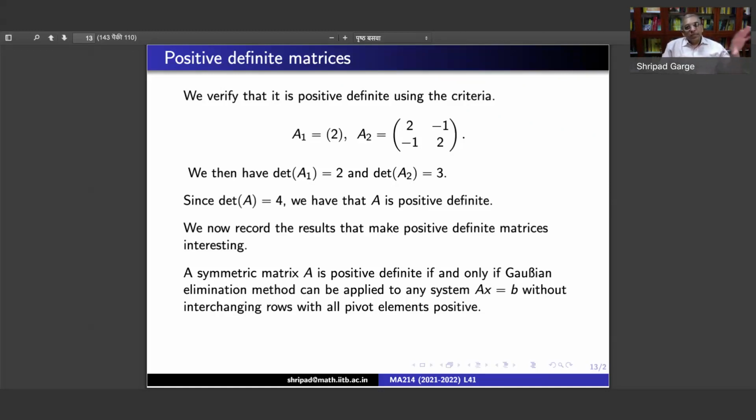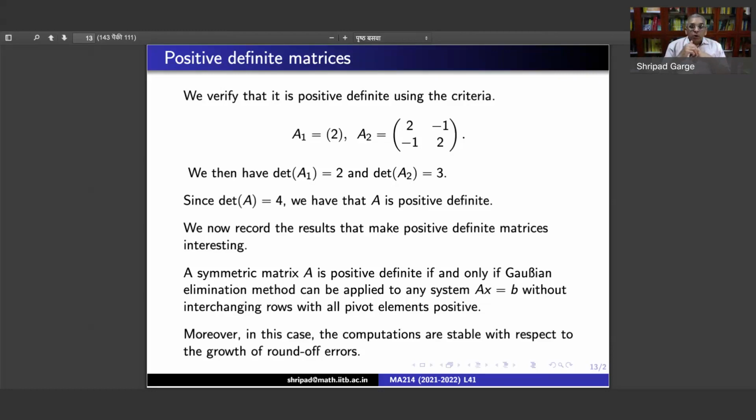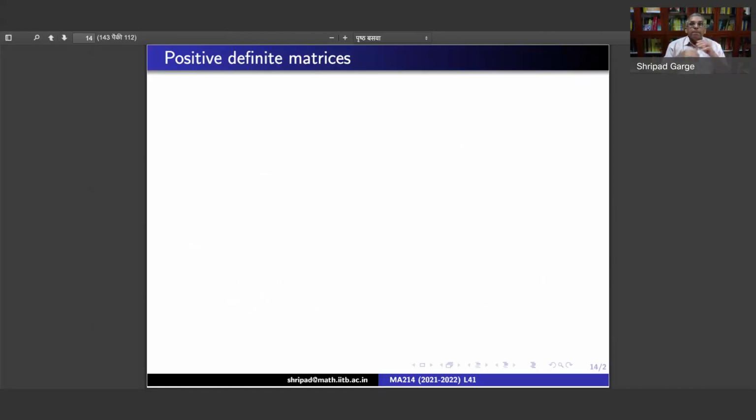The strongly dominant matrix also had this property, although it was not an if and only if. Whenever you had the strong dominance condition, the Gaussian elimination can be applied without row interchanging. There was no condition on the pivots being positive. Moreover, in this case also, the computations are stable with respect to the growth of round off errors. So this is why the strongly dominant matrices and the positive definite matrices are of our interest.